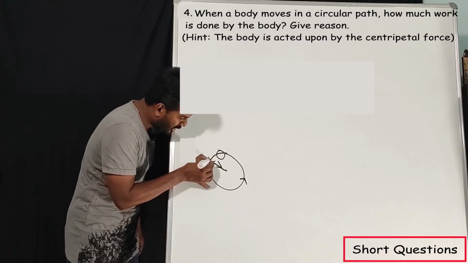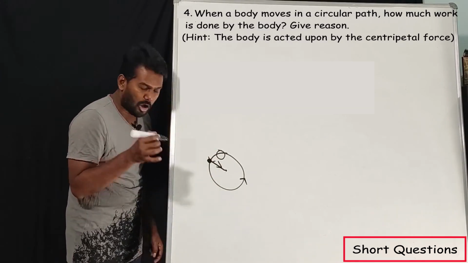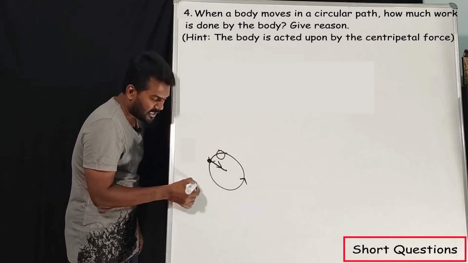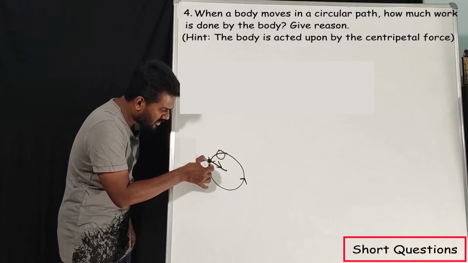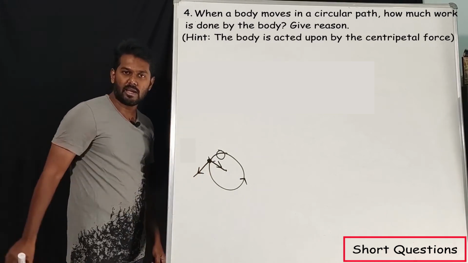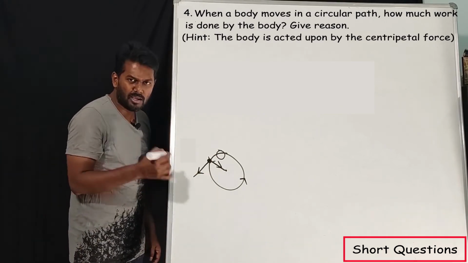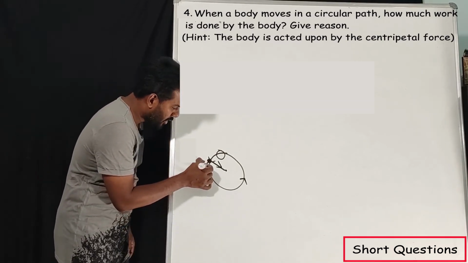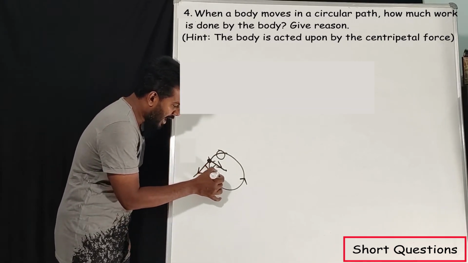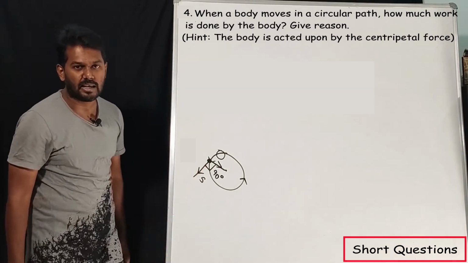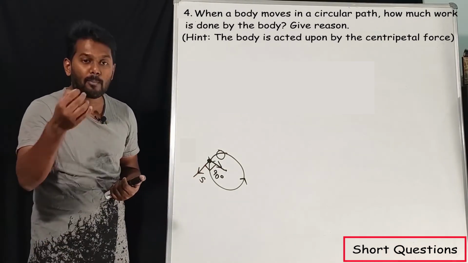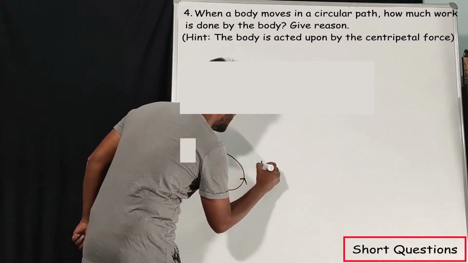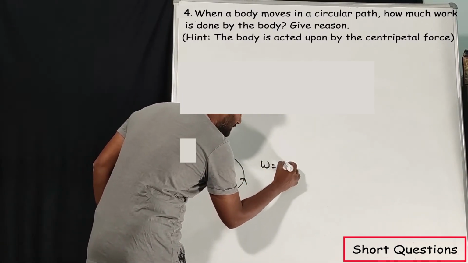Now we are talking about this point, correct? At this point, if the object is moving in the anti-clockwise direction, the direction of the object will be here. So this is nothing but displacement. Now we can say the angle between them is 90 degrees. When the angle between the force applied and the displacement is 90 degrees, work done will be 0.